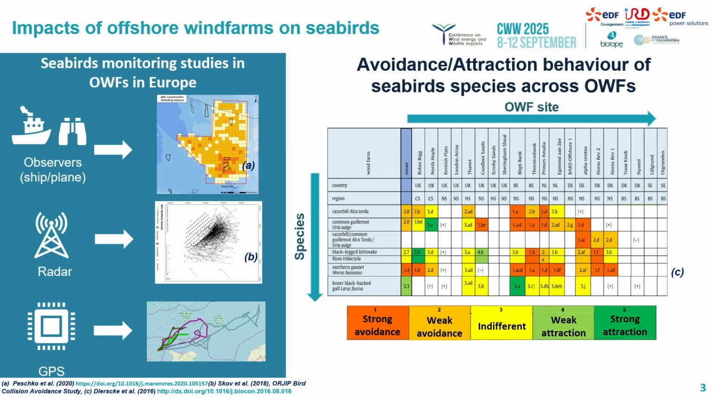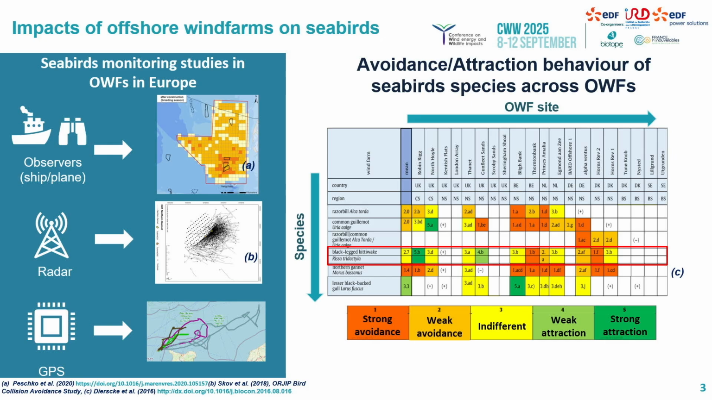Unfortunately, nothing is ever simple in science. So studies such as this one from Disco et al. in 2016 show that, of course, the effect of wind farms changes between species, but also for one species, for example the black-legged kittiwake, among wind farms you have very different impacts which are observed. It ranges from strong avoidance to indifference to strong attraction to the wind farms.